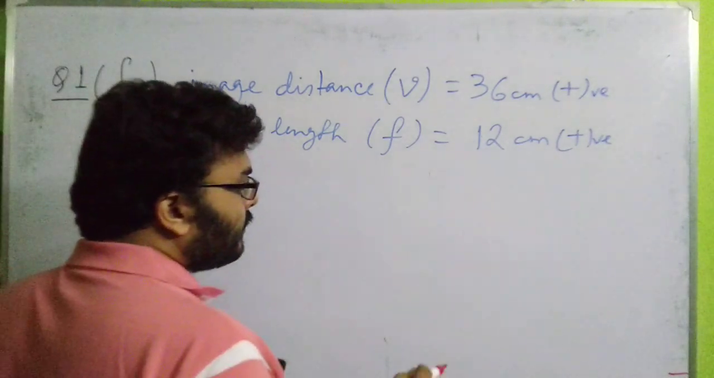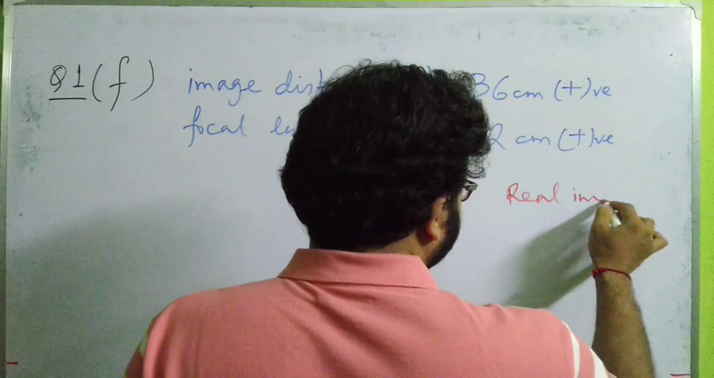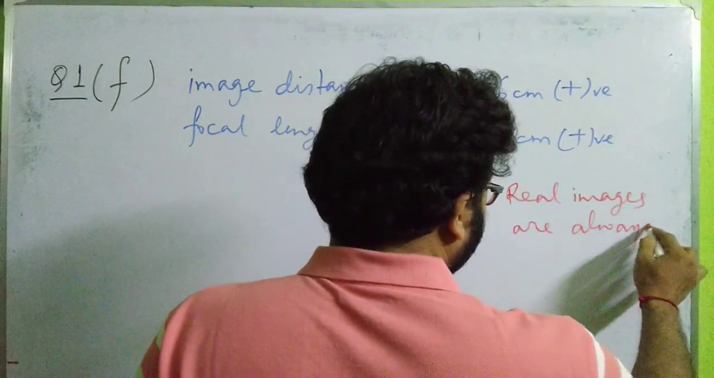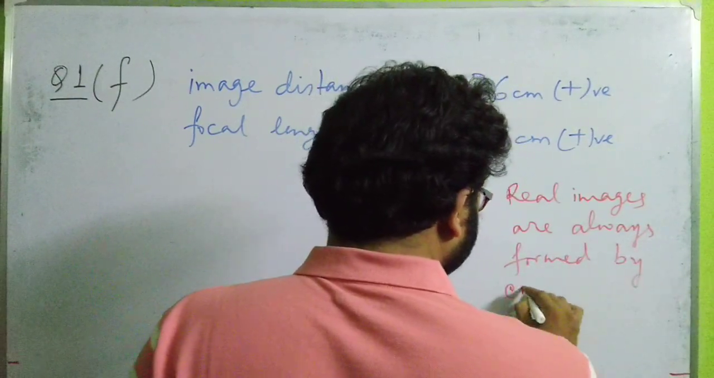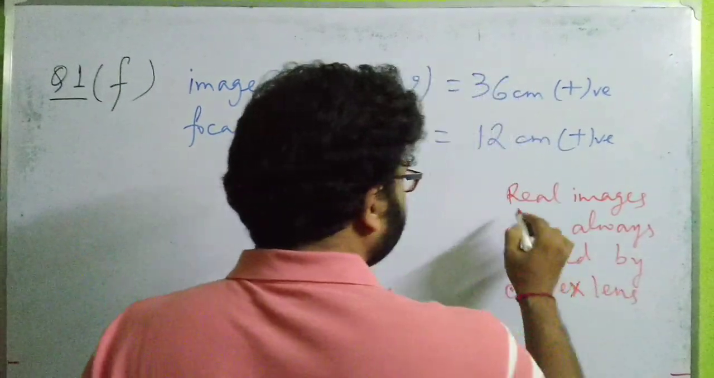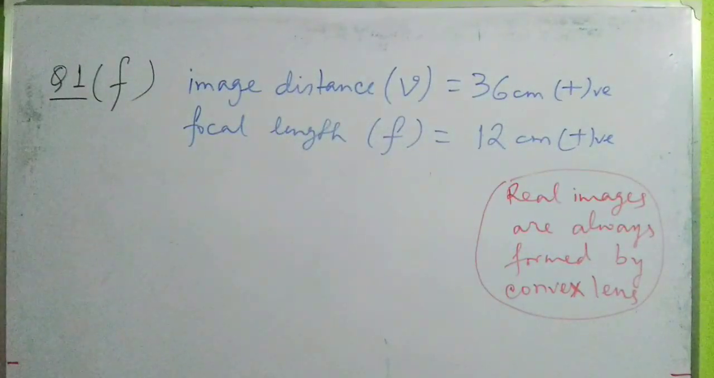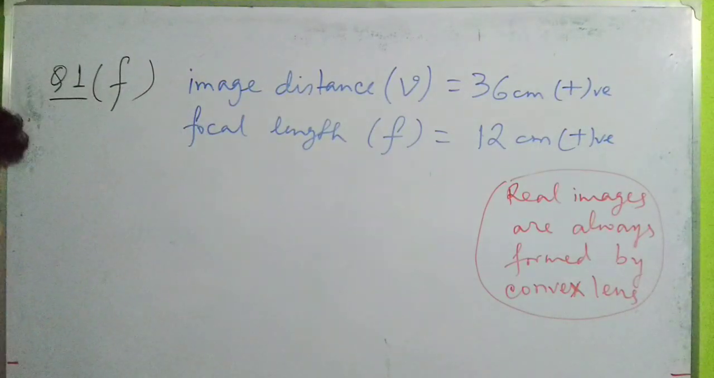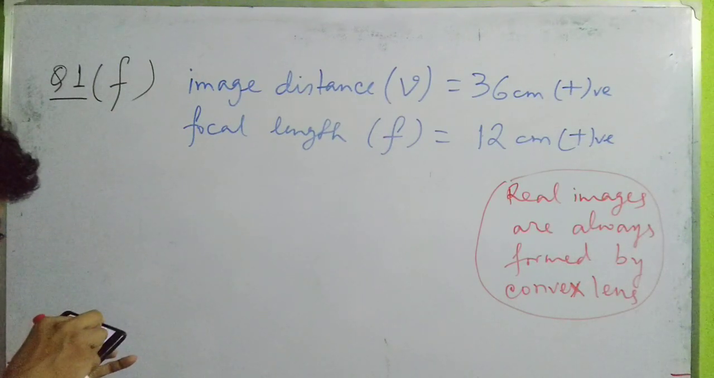So note this point. Whenever you see real images, they are always formed by a convex lens. So whenever you see that a real image has been formed, you can assume, even if it is not mentioned in the question, it to be a convex lens. Fine. Now let us see what the question asks.